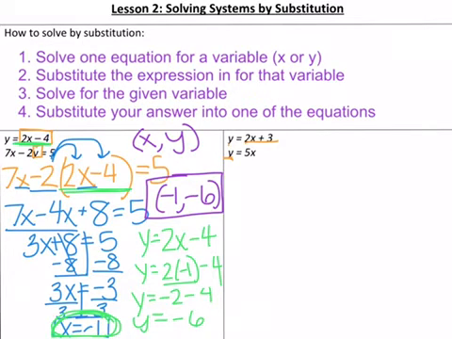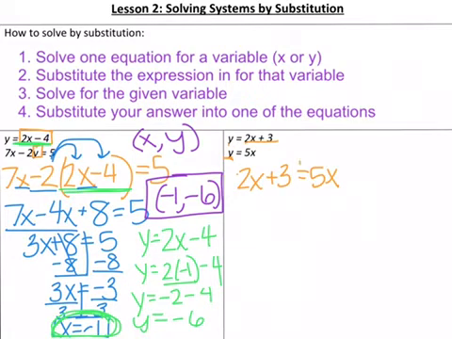So instead of y equals 5x, I'm going to write 2x plus 3 equals 5x. They're all equal to each other. So I substituted it in. I showed you that in the orange. And now it says in step 3 to solve for that variable. This is a little simpler way to solve.